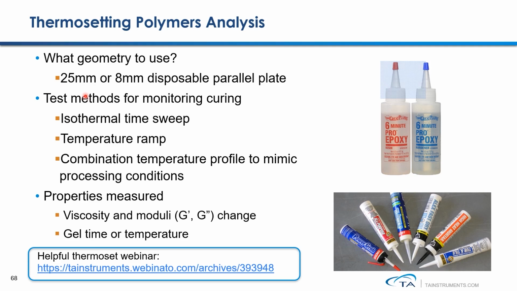most of the time, people use an isothermal time sweep to monitor sample cures at an isothermal temperature condition. People can also program a temperature ramp curing to monitor sample cures with a ramping temperature. Also, you can program a temperature profile, something like a temperature ramp followed by isothermal, to mimic a real processing condition. During these curing measurements, we can monitor the sample's viscosity and moduli change as a function of curing time or curing temperature. Also, we can study the sample's gelation, measuring gel time or gel temperature.